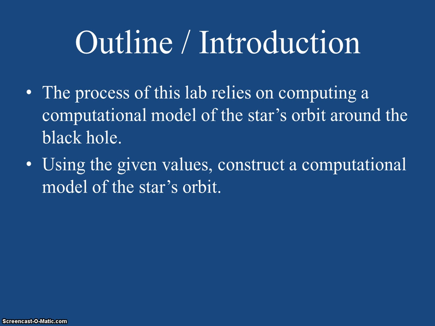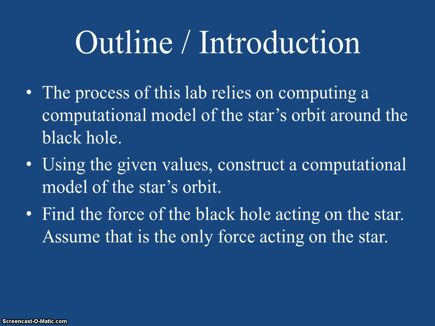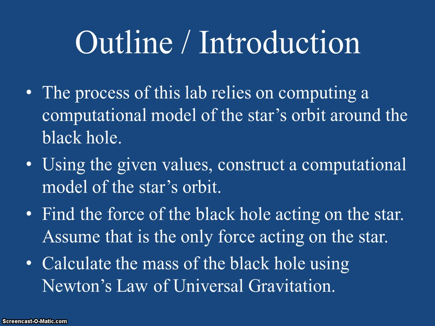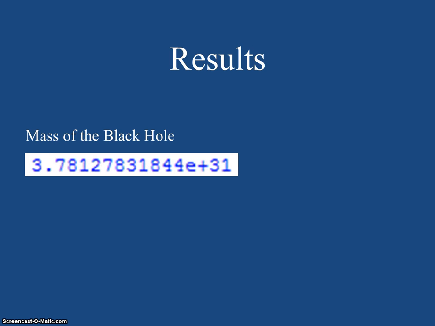Using the given values, we can construct a computational model of the star's orbit. We find the force of the black hole acting on the star using physics principles, which will be discussed later. We assume that this force is the only force acting on the star, so it acts as the net force on the system. Using Newton's law of universal gravitation, we can solve for the black hole's mass by algebraically manipulating the equation. After all the calculations, the black hole's mass was found to be about 3.7813 times 10 to the 31 kilograms.